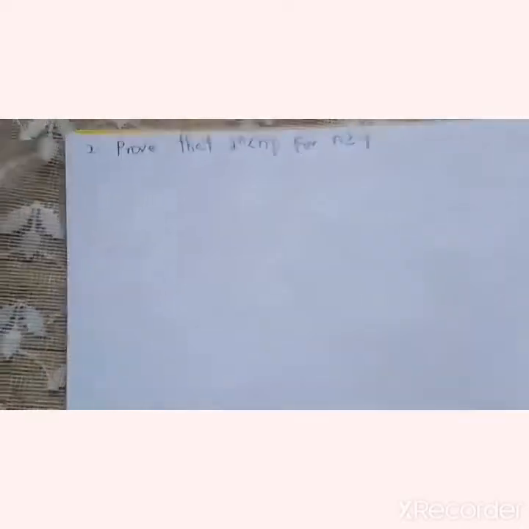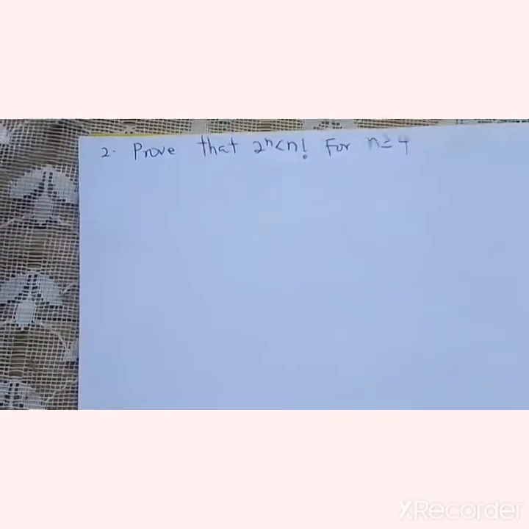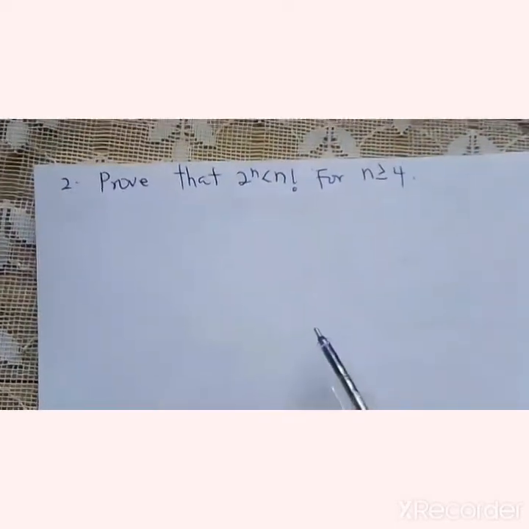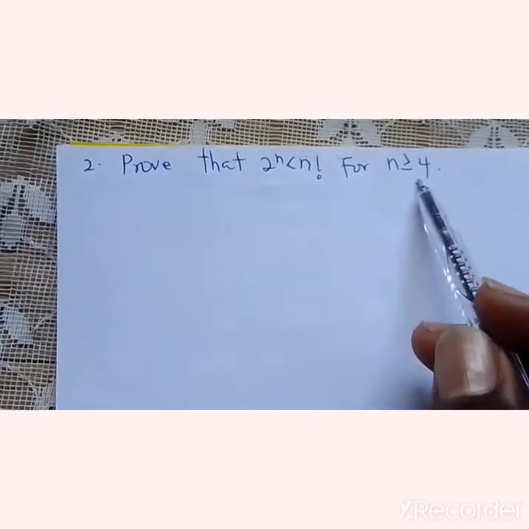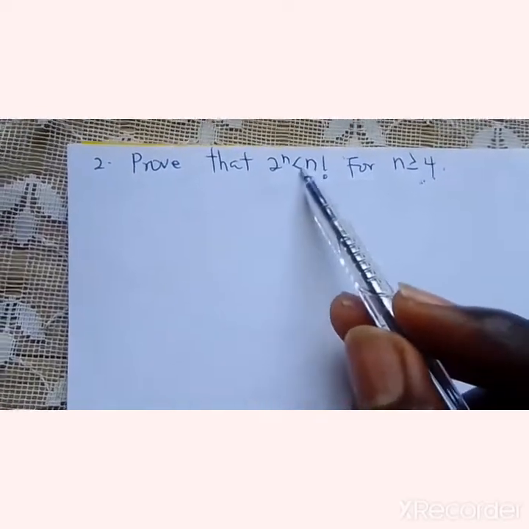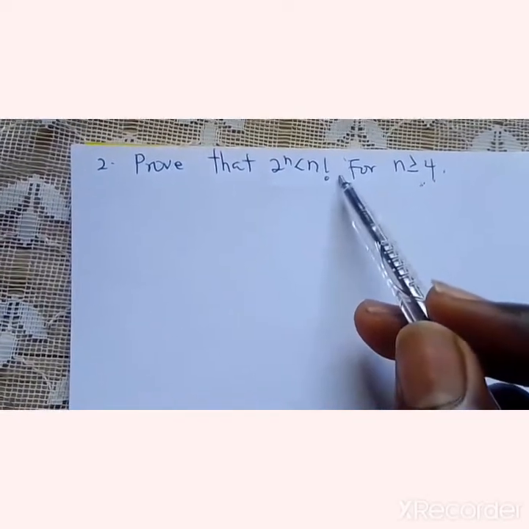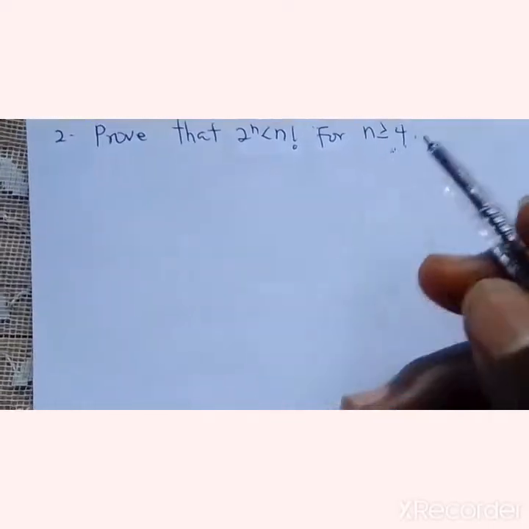In this example, we are using inequality combined with factorial. It says that we should prove that 2 to the power n is less than n factorial for n greater than or equal to 4. So they are saying that for n greater than or equal to 4, we have to prove that 2 to the power n is less than n factorial. So let's see here.